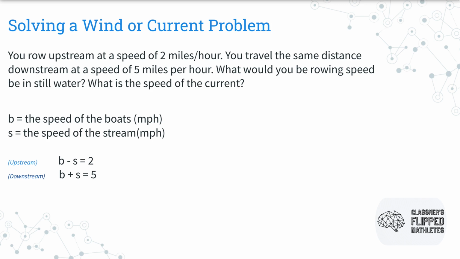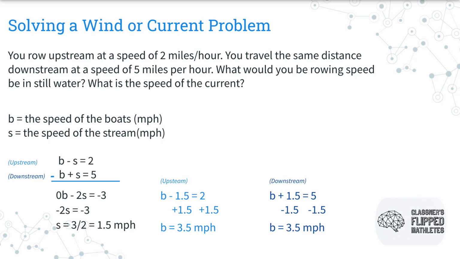Again, things are lined up. Let's use elimination, but this time let's subtract, so we get rid of the b's. So you have b minus b is 0b, negative s minus s is negative 2s, and 2 minus 5 is negative 3. You have the equation then 0b minus 2s is negative 3. 0b is just 0, so you get negative 2s equals negative 3, divide by negative 2. S is equal to 3 over 2, which is the same thing as 1.5 miles per hour. So the speed of the stream is 1.5 miles per hour.